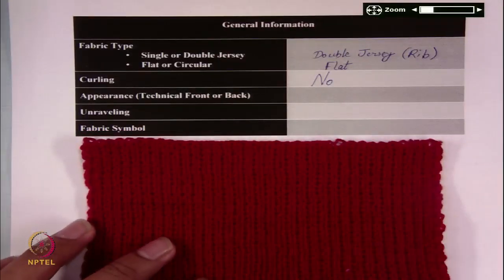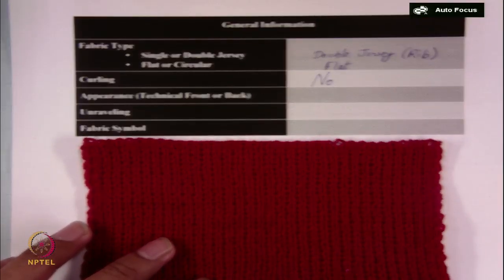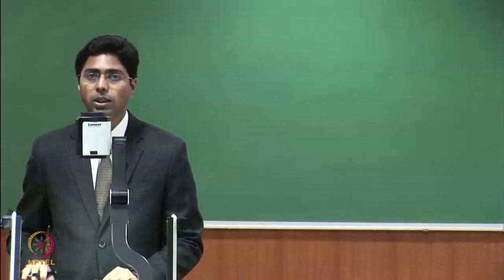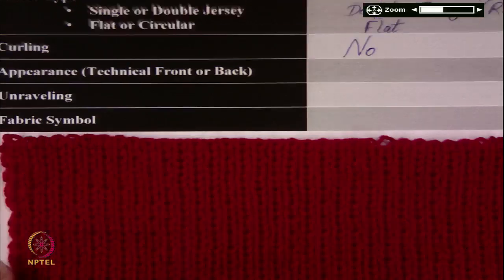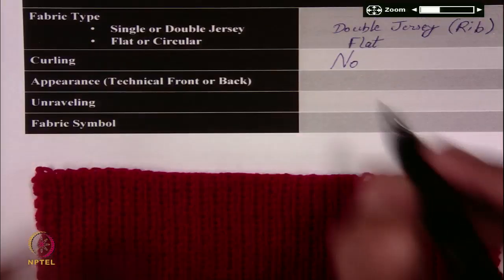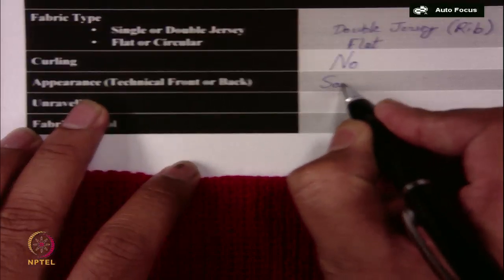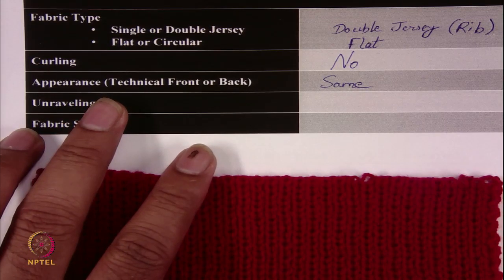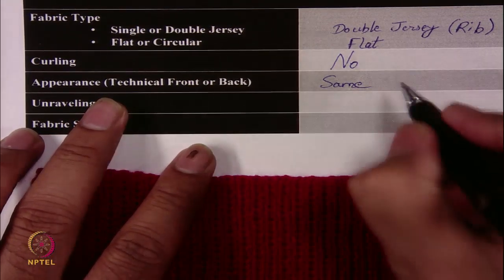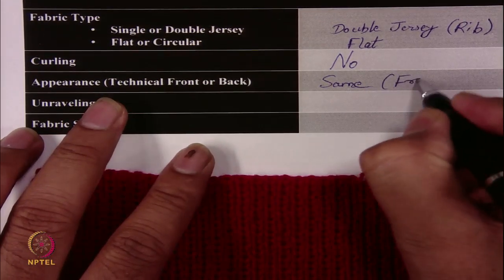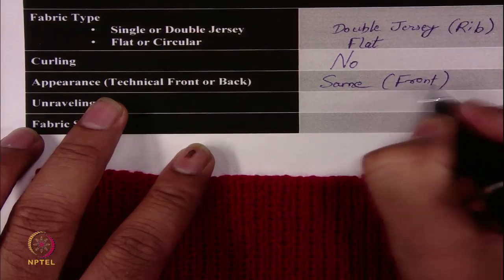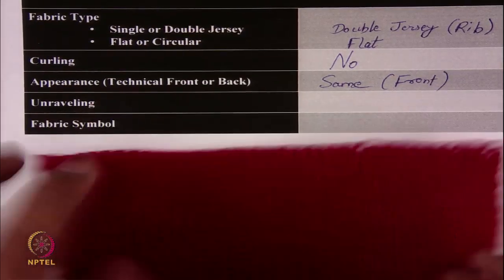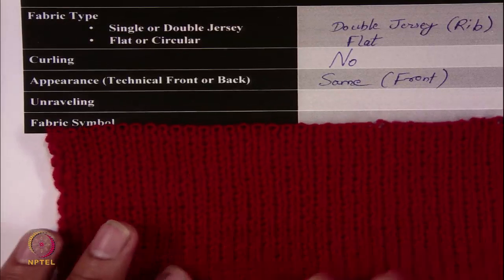So, this is the difference between single jersey and double jersey. Mostly double jersey fabric appearance is the same on both sides, and since we are only able to see the leg part, which is nothing but the front side of the loop, this is the technical front side. So, on both sides we are watching technical front.